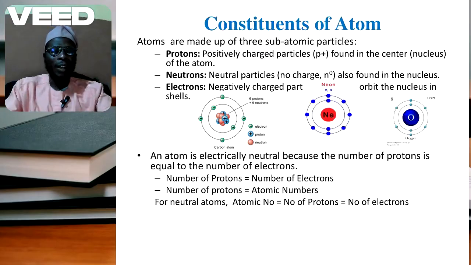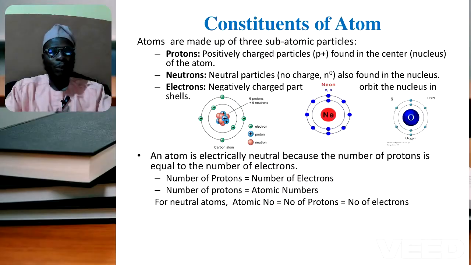Now constituents of atom. Atoms are made up of subatomic particles such as proton, neutron and electron. So proton is positively charged. Neutron is neutral, while electron is negative.